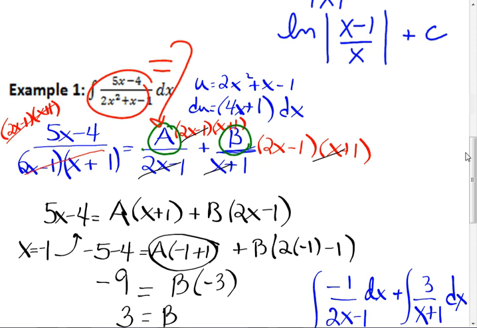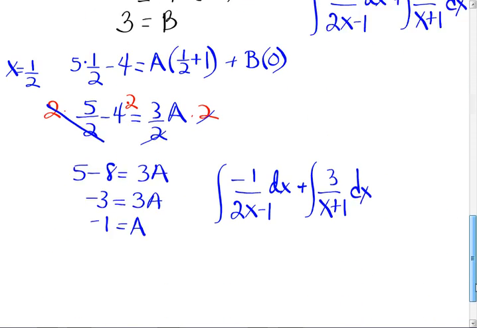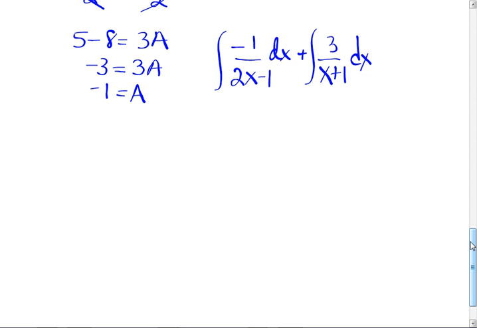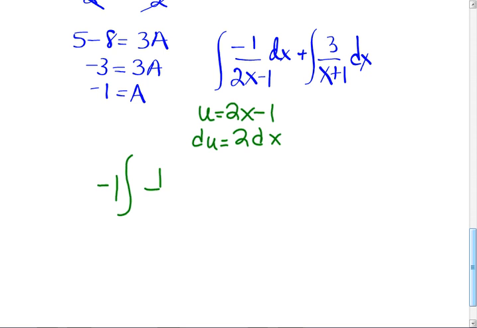Okay, how are you going to integrate this one? The first one might be a little tricky. Let's do a u substitution. U equals 2x minus 1. If you don't see it, so what's du? 2 dx. So I'm going to end up with a -1. I'll put that in front. And then that's 1 over u. And then dx is 1/2. So I'm going to put a du here and divide by 2.